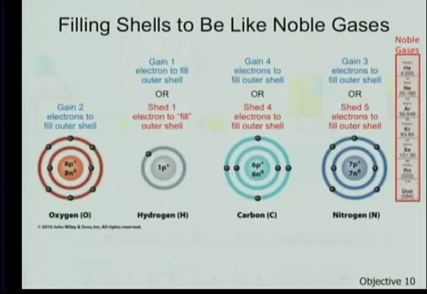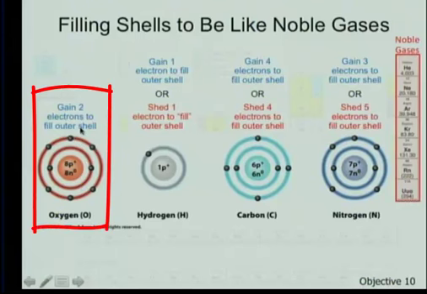And so there are options, and there are options that are easier than others. Now, not to say they can't do it the other way, but there are options that are a little easier. So oxygen, which has 6, would like to gain 2 electrons rather than try to lose 6.